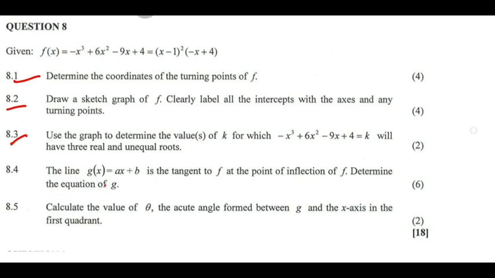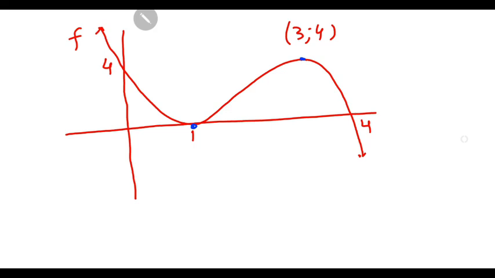8.4. The line g of x is equal to ax plus b is the tangent to f at the point of inflection of f. Determine the equation of g. So first of all, the equation of the tangent line is found using the point of inflection. So we need to find the point of inflection first. So for the point of inflection, I take the midpoint of these two turning points. That will be my point of inflection.